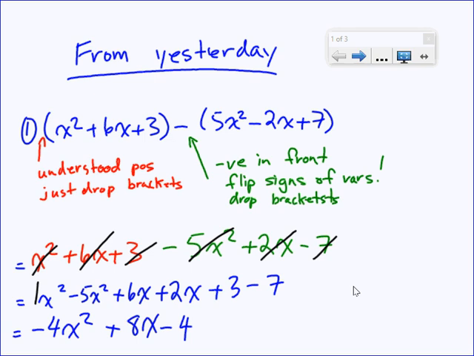That's how you add or subtract quadratic polynomials that are in brackets. Okay?